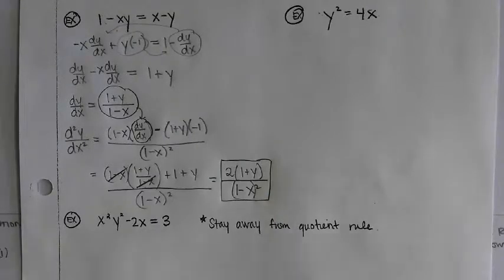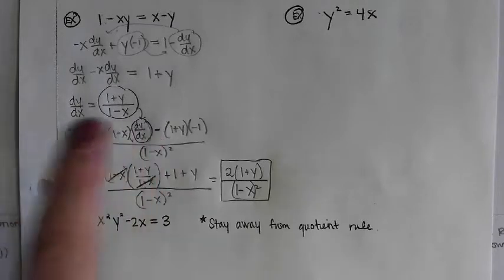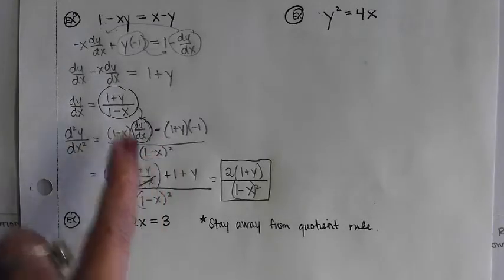So there's just that intermediate step: your second derivative cannot be in terms of your first derivative. You have to sub it out.